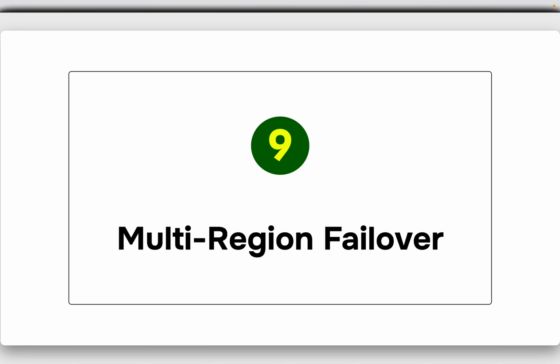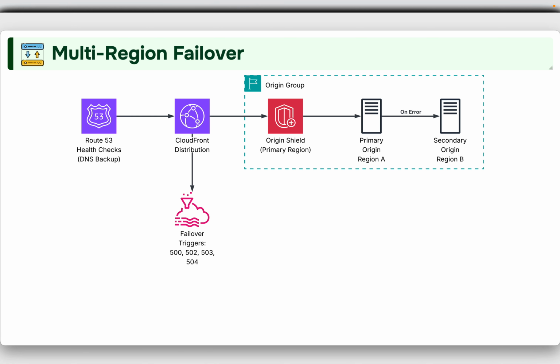Ninth topic is multi-region failover. The diagram shows the multi-region failover architecture. Route 53 health checks provide DNS backup. The CloudFront distribution connects to Origin Shield in the primary region. The origin group contains the primary origin in region A and a secondary origin in region B. On error, traffic fails over to the secondary origin.